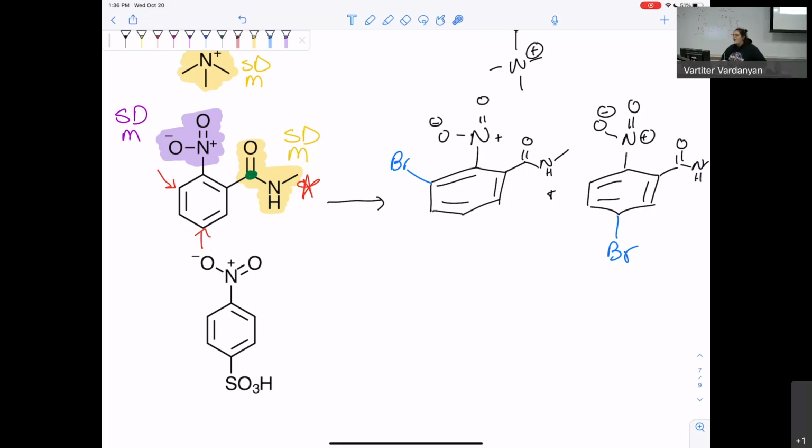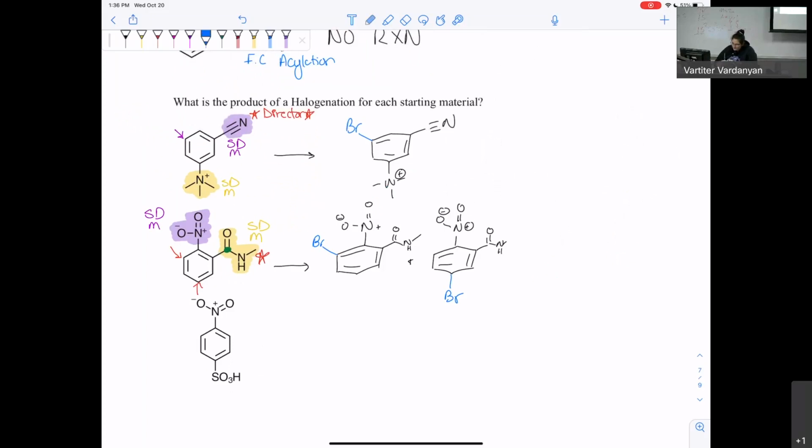All right, so one more time from the top. When we are looking for the director, you know what? I'm going to write that down because I don't know why I haven't been. So the director is going to be the strongest activator, aka the weakest deactivator that's present on the ring. So when you're looking at that table, whichever one is higher up on the table is less deactivating. Therefore, it's by default the strongest activator.